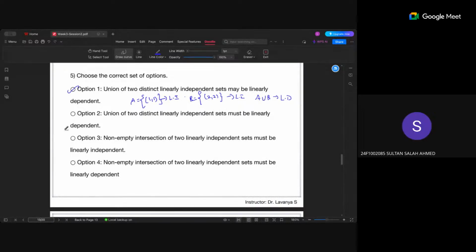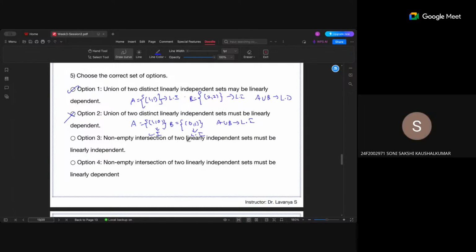Union of two distinct linearly independent sets must be linearly dependent. False, right? Again, you can take (1, 0) and (0, 1). Now you see A union B is linearly independent. So this is linearly independent, this is linearly independent, and the union is still linearly independent. So this is incorrect.